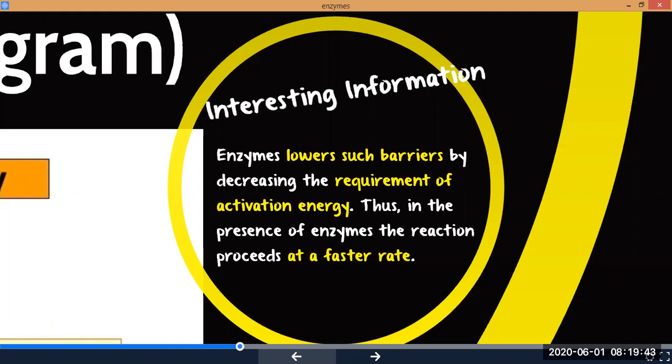So in the presence of enzyme, the reaction is proceeding at a faster rate. When a reaction is happening, instead of consuming 1000 kilojoules, enzymes start the reaction by consuming 200 kilojoules. So obviously the reaction will carry out on its own and convert into products. So what do you call it? Speeding up the reaction. Speeding up at a very fast rate, and as a result, less energy will be consumed, less time will be consumed, and you will be happy.